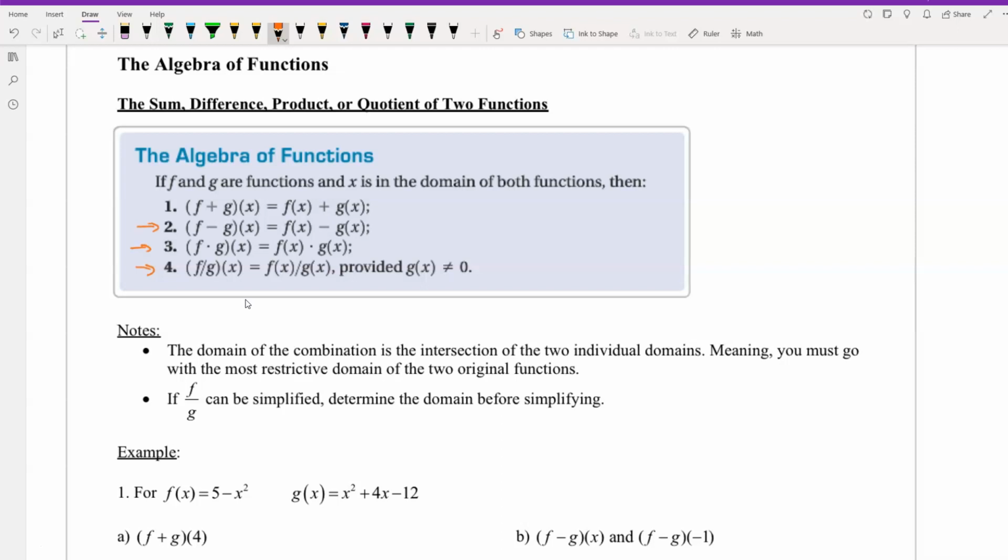And because of having g of x in the denominator, g of x is not equal to 0, because if we had 0 in the denominator, we're going to have undefined. So this part, the denominator, is not equal to 0. The domain of the combination is the intersection of the two individual domains, meaning you must go with the most restrictive domain of the two original functions. If f divided by g can be simplified, determine the domain before simplifying.